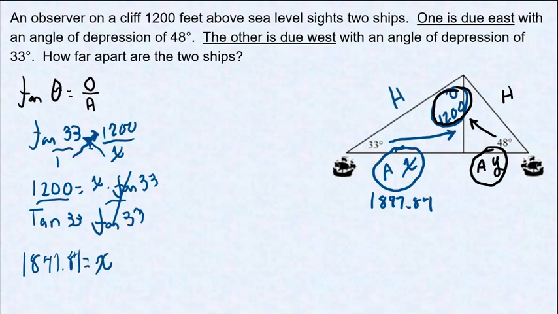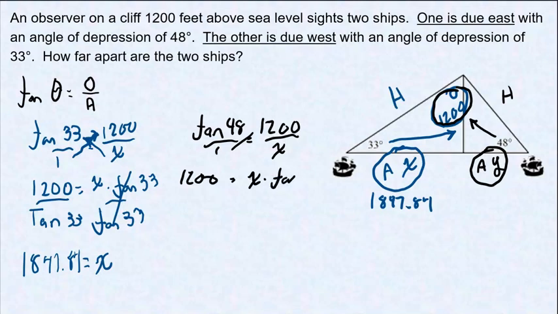Alright, now I'm going to solve the other side. I would highly recommend from here that if you are comfortable in cross multiplication, you can really just skip ahead. But I'm going to go through all the steps just for fun. So 1 times 1,200 is 1,200 equals x times tangent 48. Now I'm going to divide out that tangent 48 on both sides. There we go. And now I'm going to see what that equals according to my calculator.